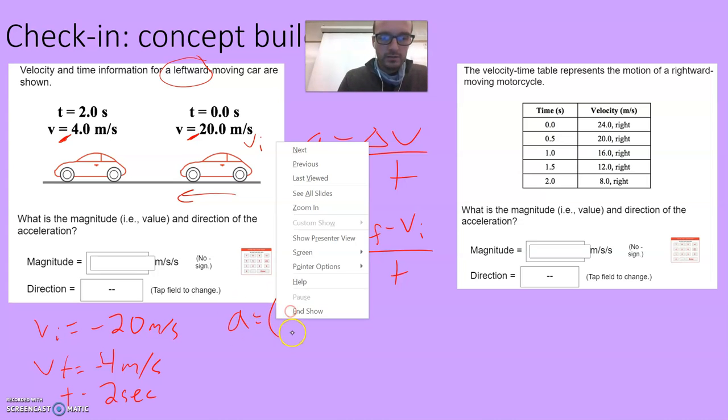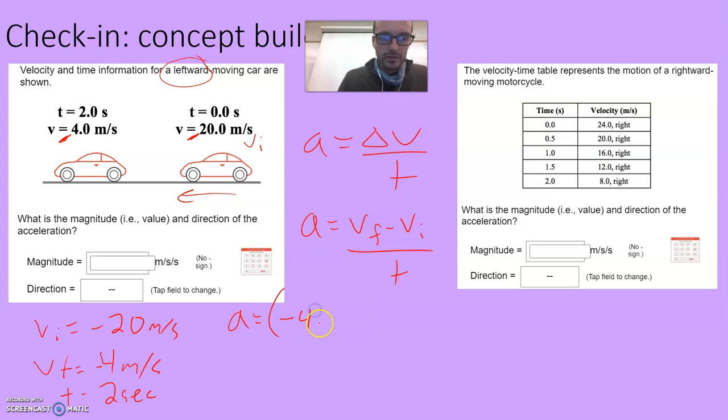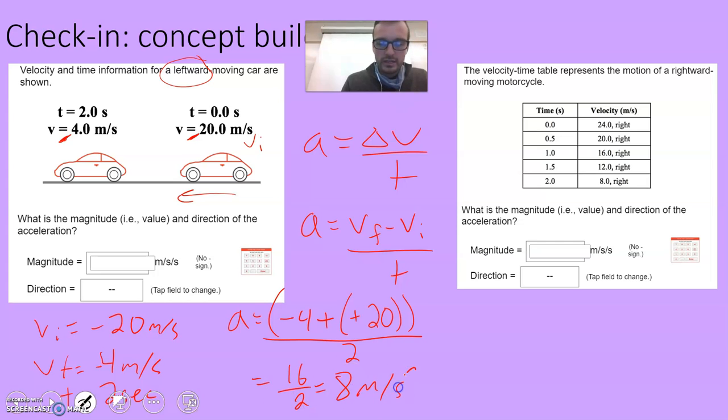vf, which was negative 4, minus, now this is where it gets crazy, minus vi, that's minus negative 20, over 2. And so if you can algebra good, you may have heard this term keep, change, flip, right? If you subtract a negative, it's like adding a positive, right? So negative 4 plus 20 would be 16 over 2, or our answer here would be 8 meters per second squared. So the magnitude is just the number. You notice it says no sign. It doesn't want positive or negative there, so if you get a negative answer for a different problem, don't put it there. But let's talk about what this means.